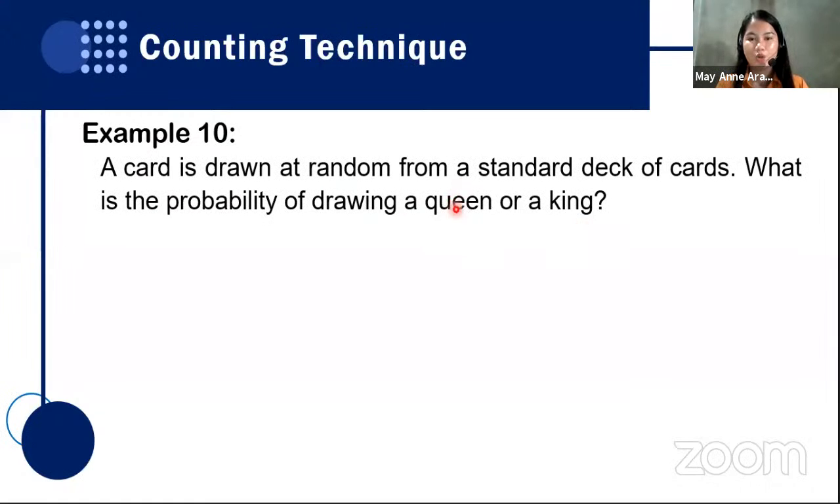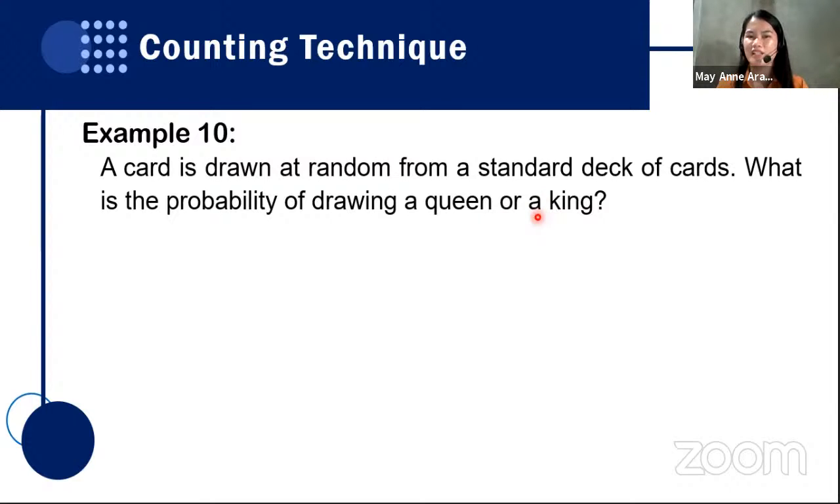Okay, queen or a king? So, how many are queen in the standard deck of cards? 1 for each suit, right? So, you have 4 over 52. How about king? This is the keyword for mutually exclusive events: or. When it is or, you just add the probabilities. So for king, it is the same as queen.